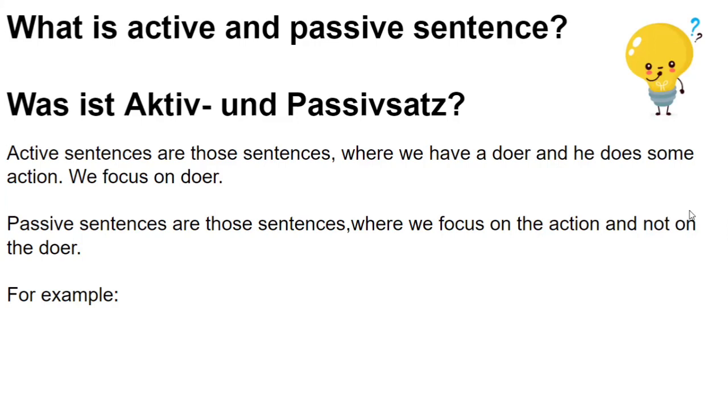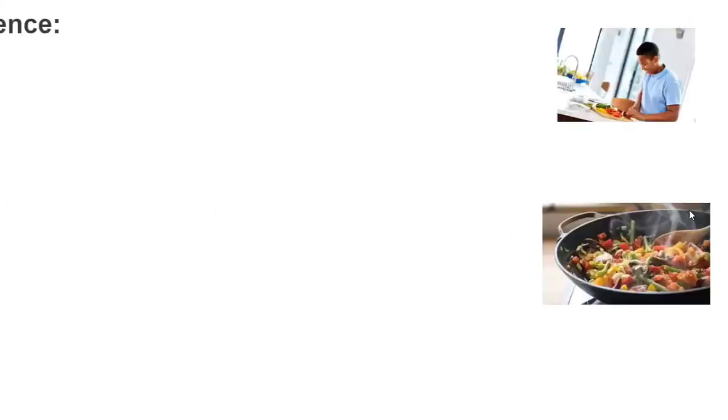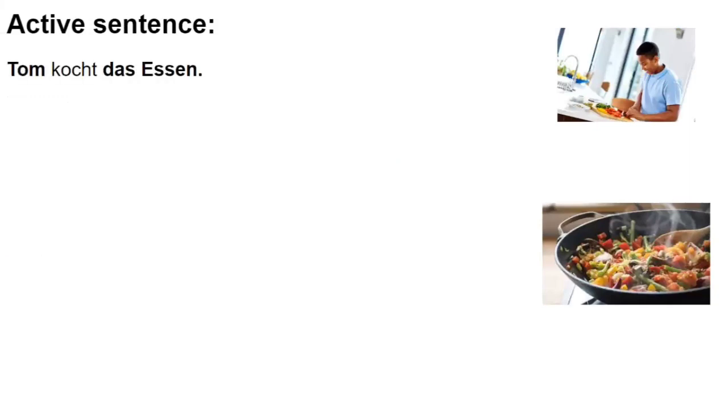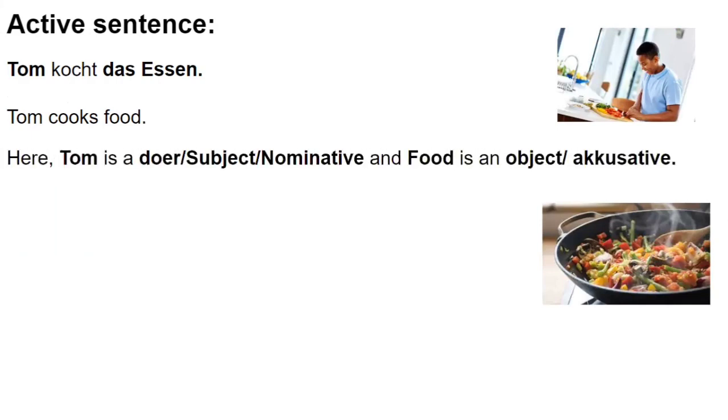So we have some examples. Now, first of all, active sentence. So here, Tom kocht das Essen, which means Tom cooks food. Now, Tom is a doer, or we can say subject or nominative, and food is an object or accusative. Now, we have passive sentence or Passivsatz.